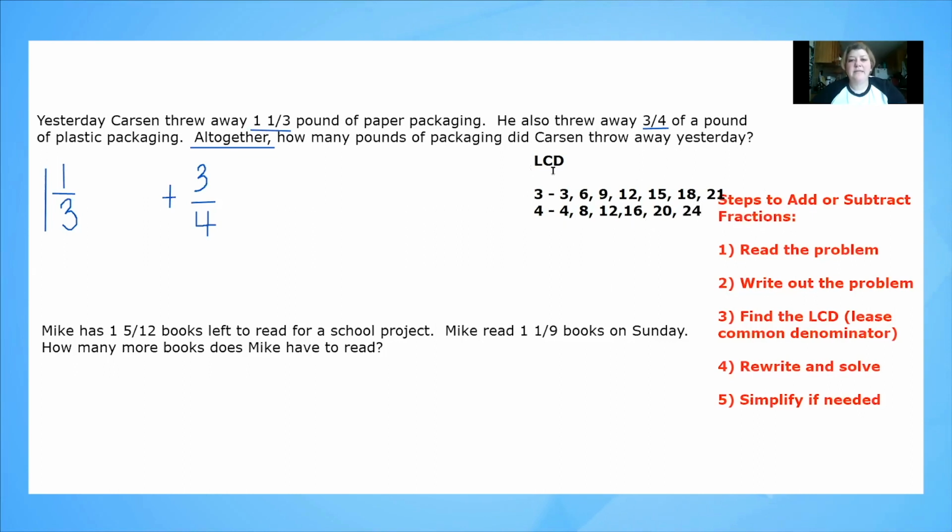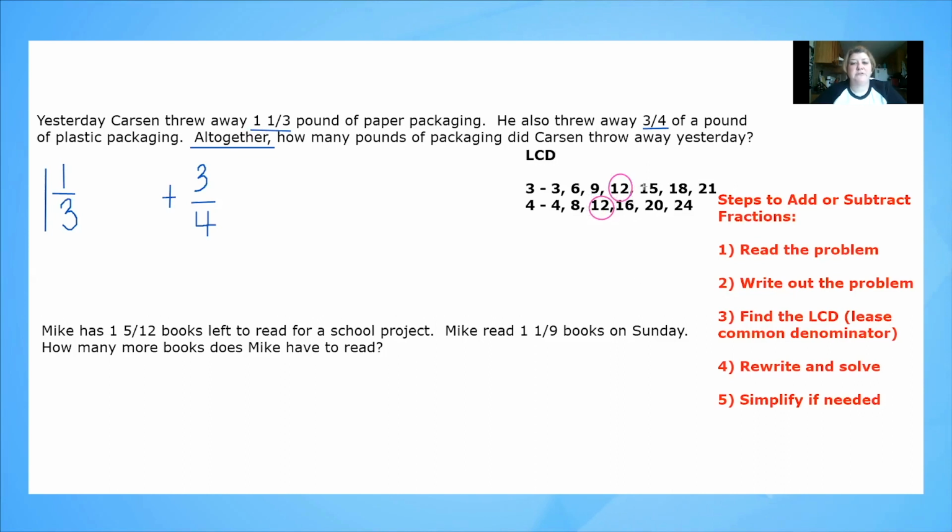So now we need to look at this and decide which one is the smallest one that they have in common. I always like to start with the bigger of the two numbers and use those multiples first. So we have 4. Do you see a 4 up here? I do not see a 4. Then we have an 8. Do you see an 8? We have a 12. Do you see a 12? Of course. And so 12 is going to be our least common denominator.